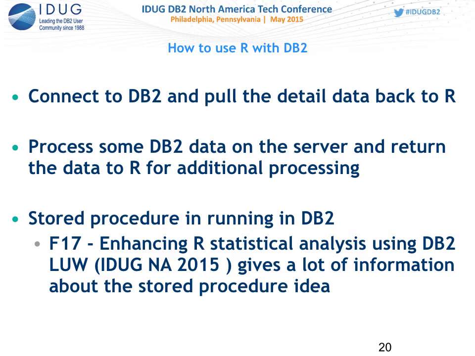You can also process the DB2 data on the server and return the data to R for additional processing. That actually works pretty well. That way you can use your where clauses to limit things, you can tell it what columns to pull back, and you can minimize how much data comes back. You can use some group bys and summarize the data before you even bring it back for additional statistical processing.